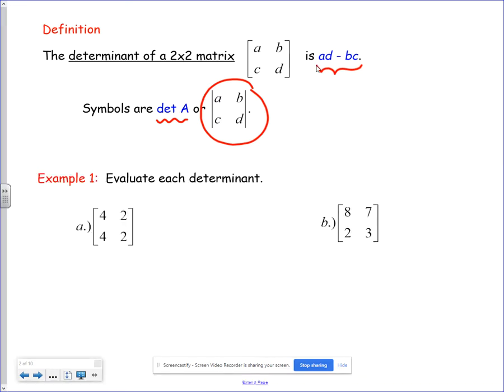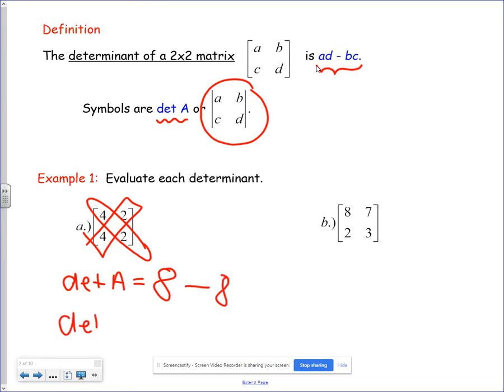So let's try some examples here. Example 1, evaluate each determinant. So I want to know what's the determinant of this matrix. Let's call this matrix A. Well, I'm going to multiply these two numbers together. 4 times 2 is 8. That's A times D. And then it's always subtract B times C. So 4 times 2 is 8. So on this matrix here, the determinant of this matrix is 8 minus 8, which is 0.